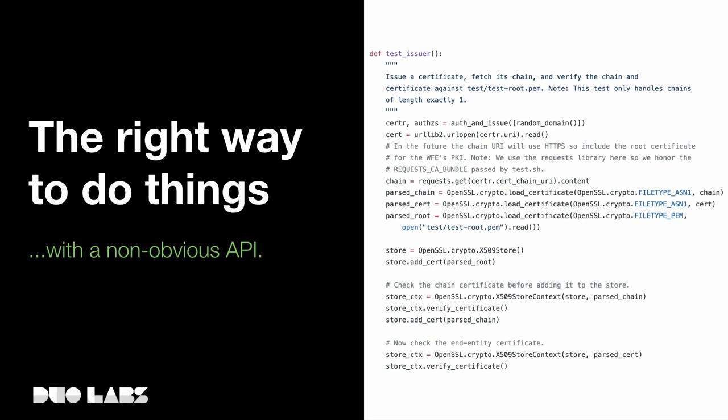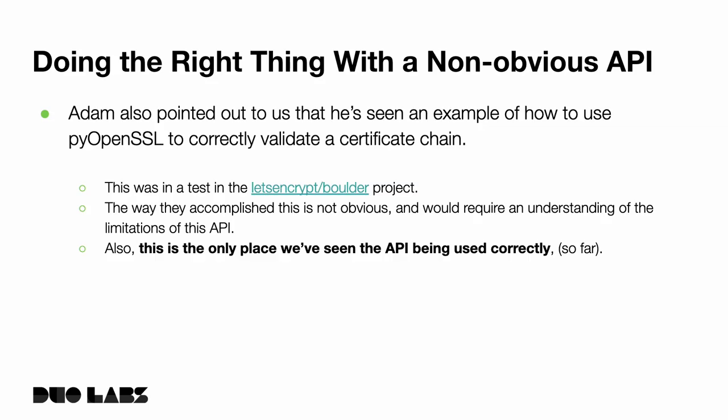I want to talk also about the right way to do things with this sort of non-obvious API. It's rare enough that the only example that we're familiar with that's big enough of using PyOpenSSL to correctly validate a certificate chain is in the tests in Let's Encrypt's Boulder project. Again, the way they accomplish this isn't totally obvious, and it requires an understanding of this issue in the first place.